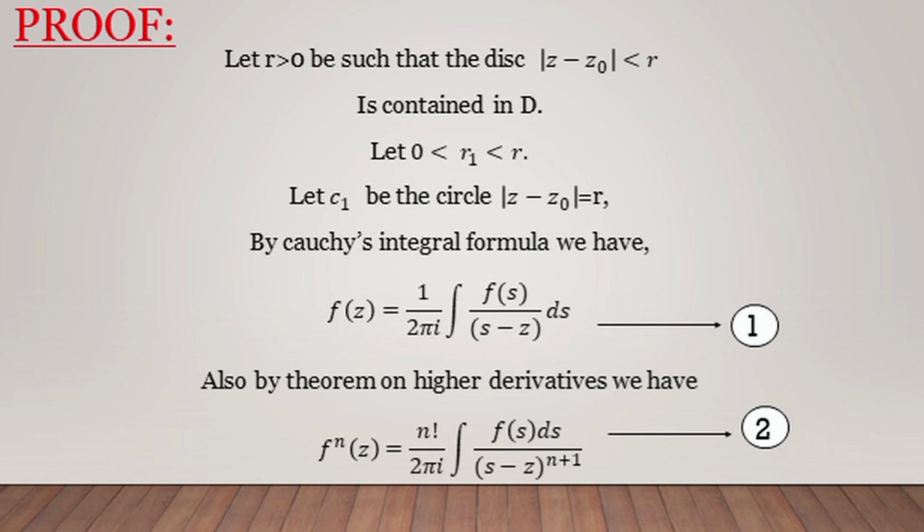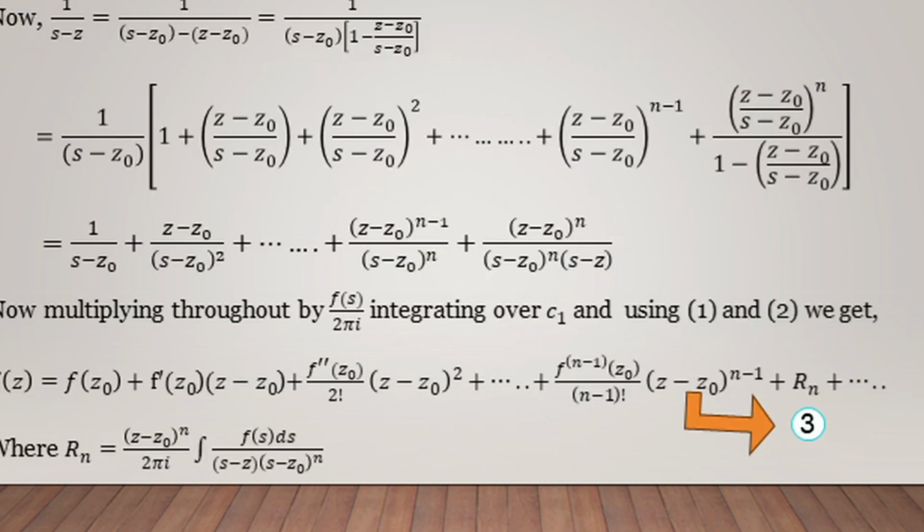We know Cauchy's integral formula that f of z equal to 1 by 2 pi i integral of f of s divided by s minus z ds. Let us name that equation as first equation. And by the theorem on higher derivatives we know f n of z equal to n factorial divided by 2 pi i integral of f of s ds divided by s minus z to the power n plus 1. Let us name this equation as number 2.